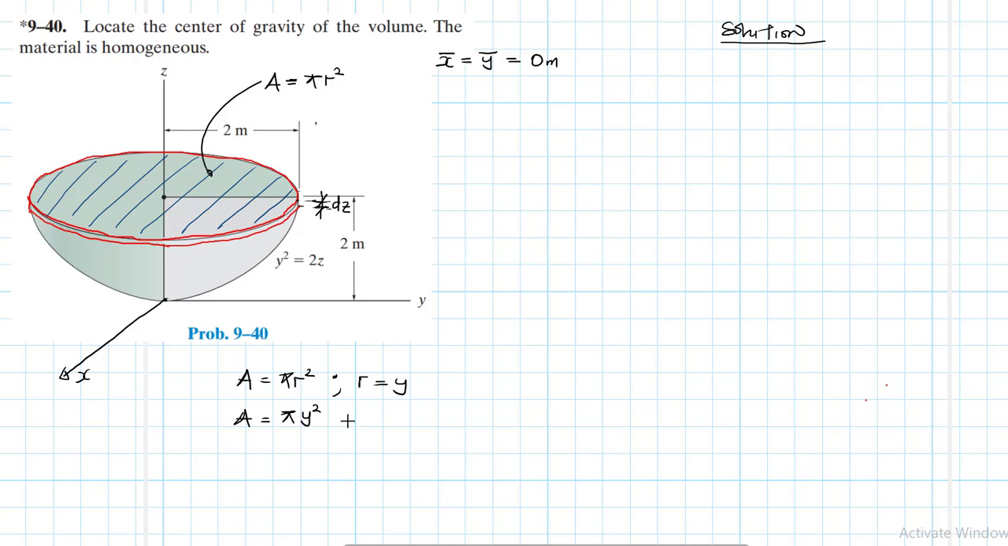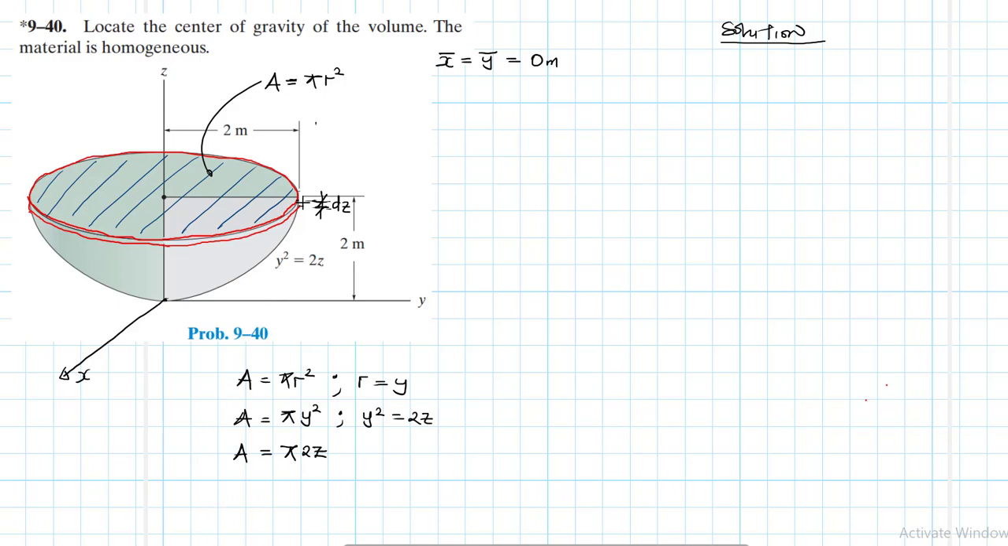And then what is our y? We have the function y squared is equal to 2z, and this area is going to be changing. As we keep moving from the top coming down, it is governed by this particular function, and therefore our area will be equal to pi times 2z, right?